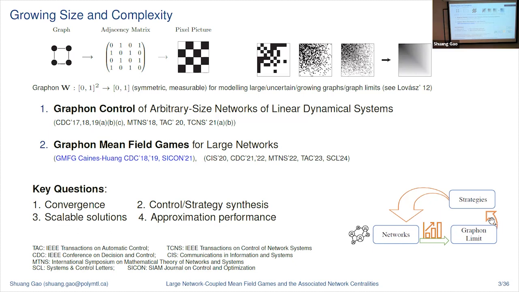And the second question we need to answer is, once we reach the graphon limit, how do we design control? How do we synthesize strategies? And we need to ensure that the way we make synthesis is scalable, because here the number of nodes is already infinite. So we don't want an infinitely complex problem. And when we apply this strategy to the finite network, we need to give some form of performance guarantees. And these questions are answered in various ways in the work that I listed here.